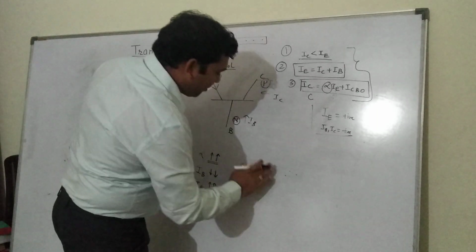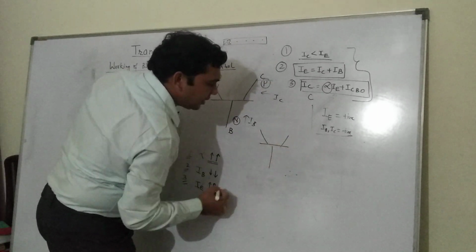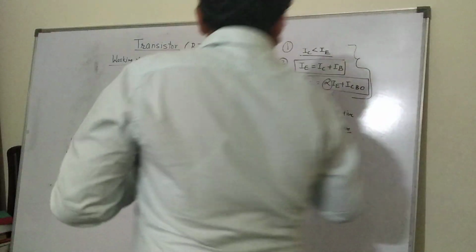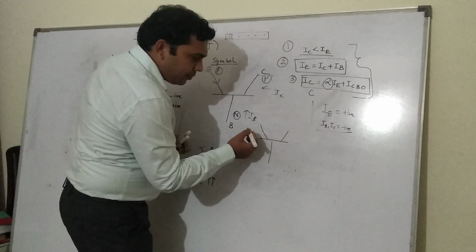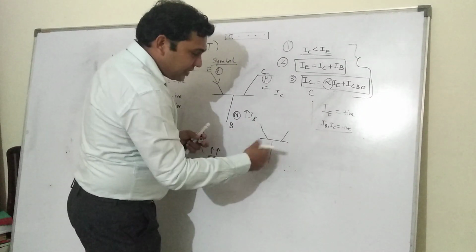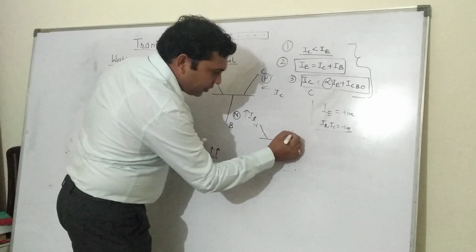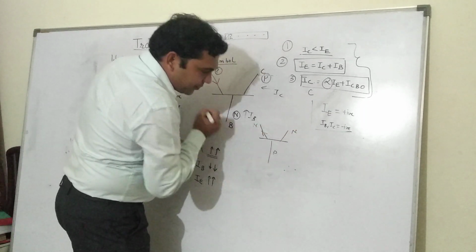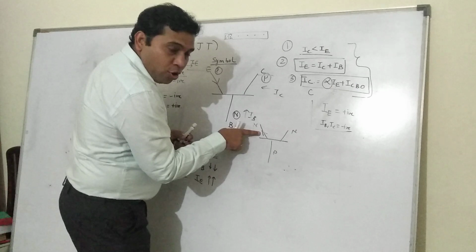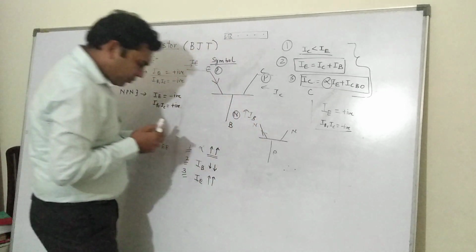Similarly, you can have a symbol for an NPN transistor. So this is base, and these are two terminals. The arrow needs to be made on the emitter terminal in such a way that it represents NPN. So if it is N, P, N, then the arrow direction has to be like this. You have made the arrow on the emitter terminal, and the direction is from P to N. So this is NPN.